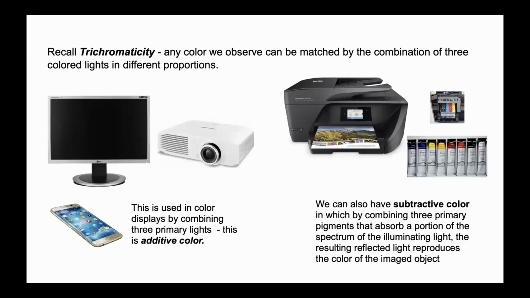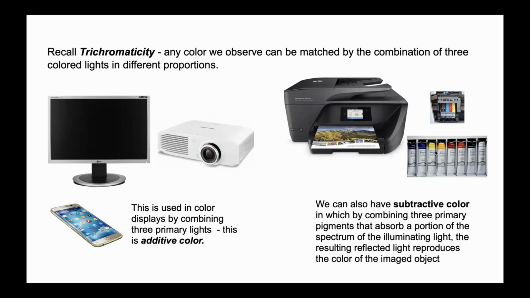So again, trichromaticity. Any color we observe can be matched by a combination of 3 colored lights in different proportion. So if lights are the ones that are mixed, it is called additive color. But we also have what is known as subtractive color, wherein there is no light source except for the ambient light, but instead pigments absorb parts of that light. So in this case, it's called subtractive color.